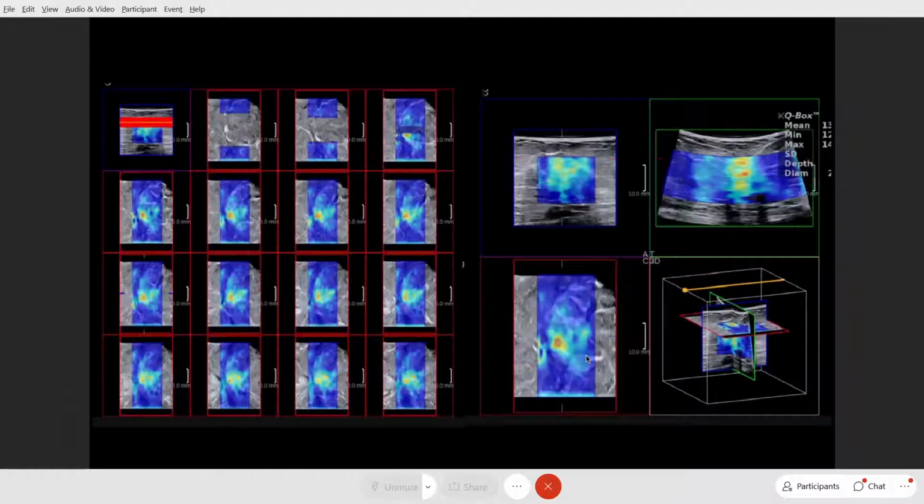We can also do the elastography. It consistently showed an area of increased elastography values on the volume image and also on the tomographic slice. This was targeted, biopsied, and it was an invasive ductal carcinoma.